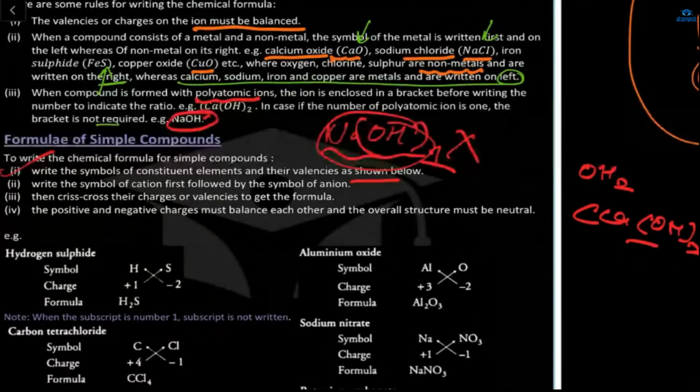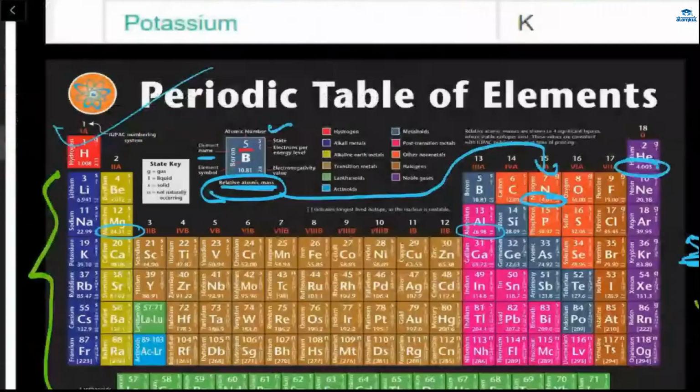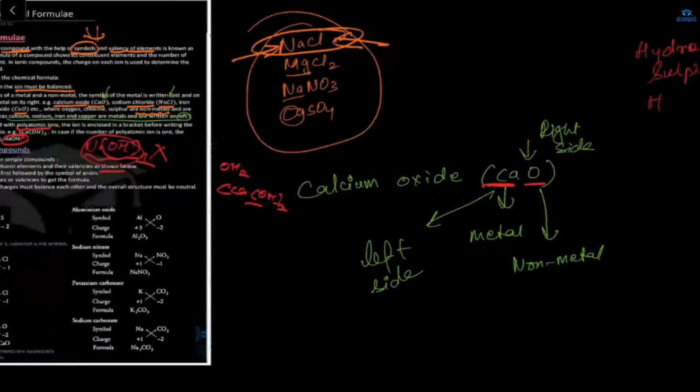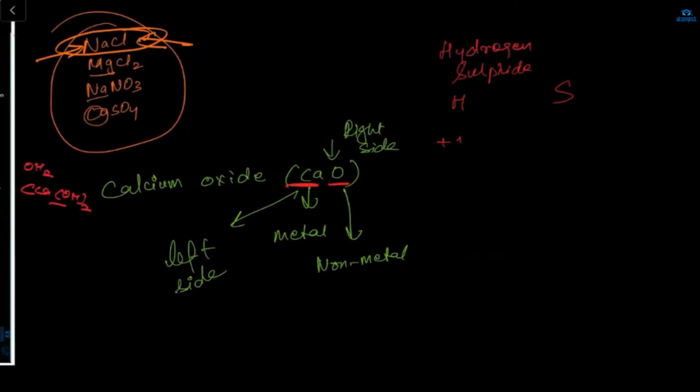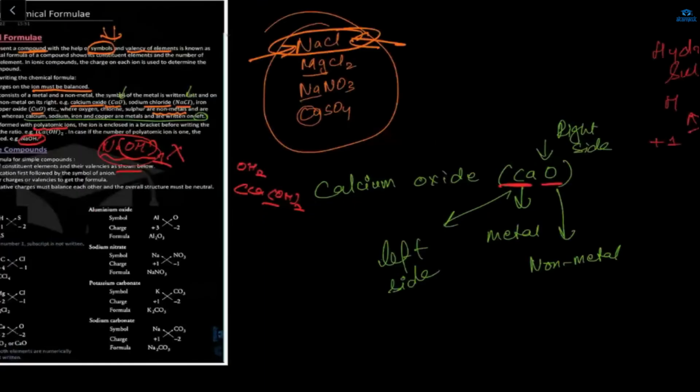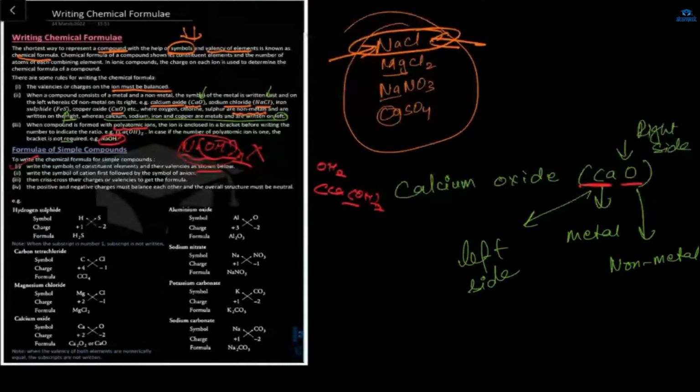First, let me see this periodic table. Sulfur, where is sulfur? Okay. See, the charge of hydrogen is 1 and the charge of sulfur is -2. So what we have to do? We have to crisscross. Then what we will write? We will write H2S. That's it. It's like this only. We have to crisscross and write.